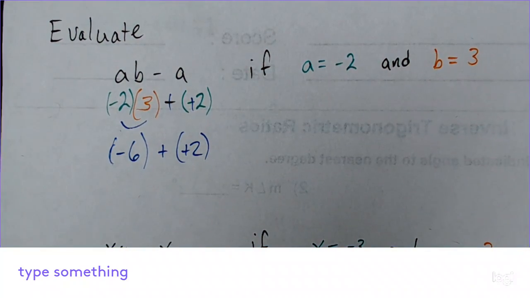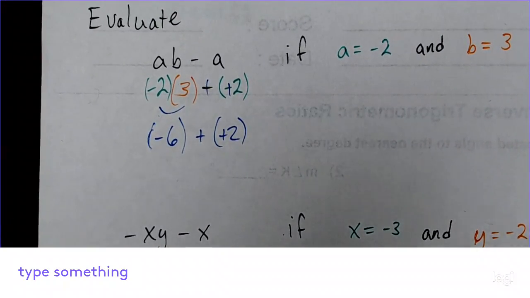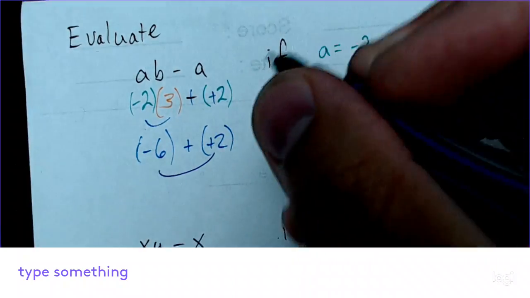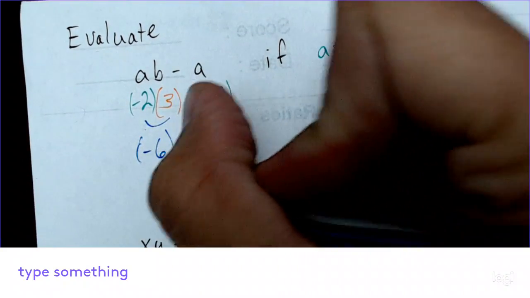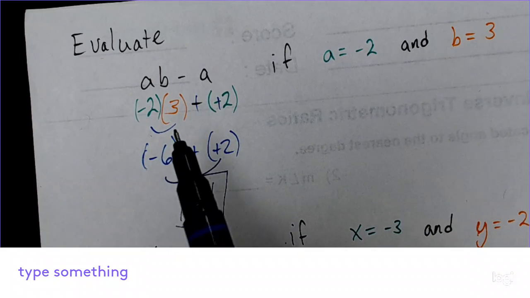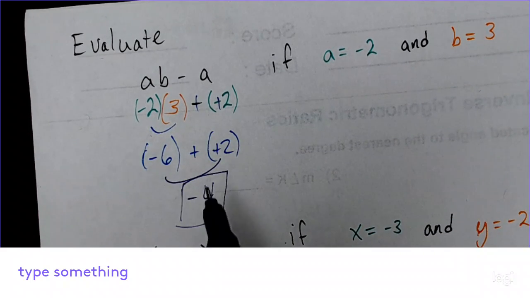And last step will be to simplify that. So -6 plus +2 gives me -4 for my final answer. All right? So remember, substitute inside of parentheses, use PEMDAS, multiply, and then use your signs of opposites. You can add them all together and get your final answer. Okay? Let's do one more example.